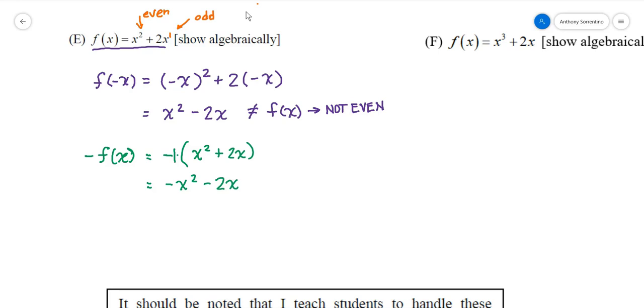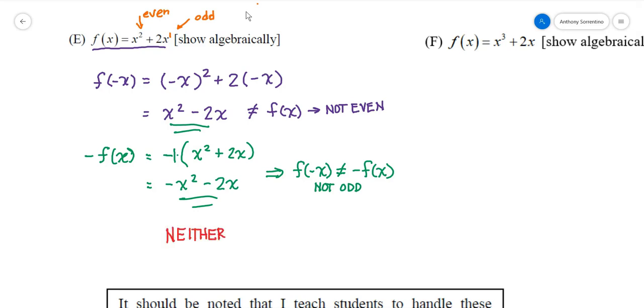Well, with this piece of information and seeing this up here, I can make the conclusion that f of negative x doesn't equal negative f of x, which is the condition needed to be odd. So I could say, based on that, it's not odd either. So as a result of that, f of x in part E here is neither even or odd.